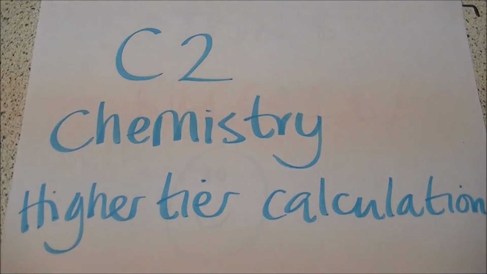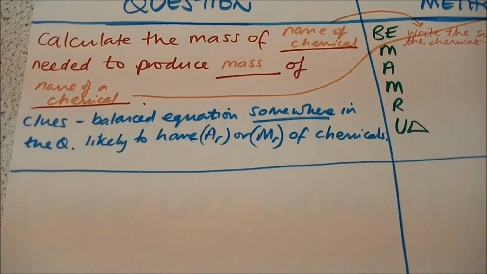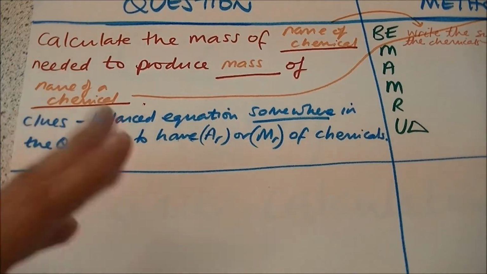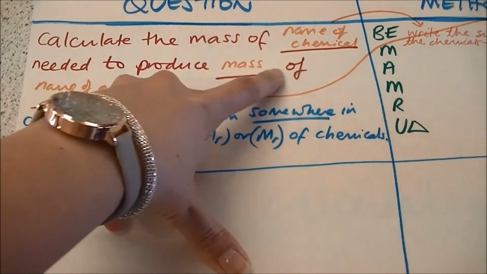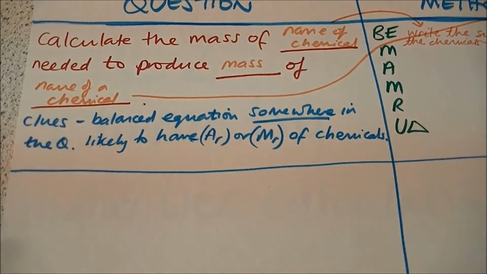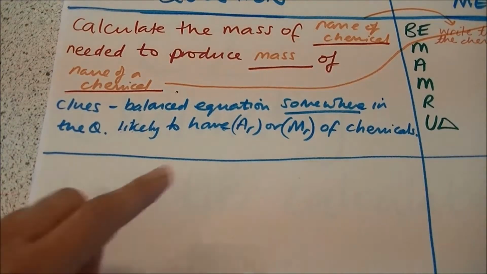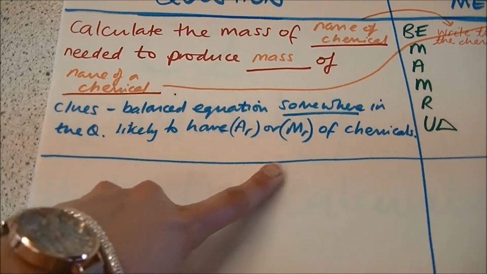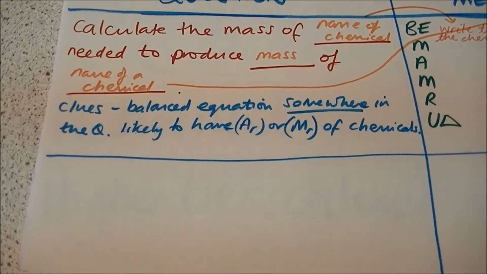The question format will always be a similar style. It will ask you to calculate the mass of, and then they'll give you a name of a chemical needed to produce the mass of another chemical. So they'll give you a mass in the question. They'll talk about two chemicals, and the clues will be that somewhere in the question there's going to be a balanced equation. It could be at the beginning of the question, could be part of a previous part of the question, and you're likely to be given the atomic mass or the molecular formula mass of some of the chemicals as well. So those will be your clues.